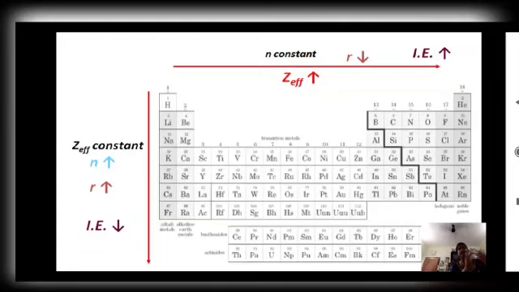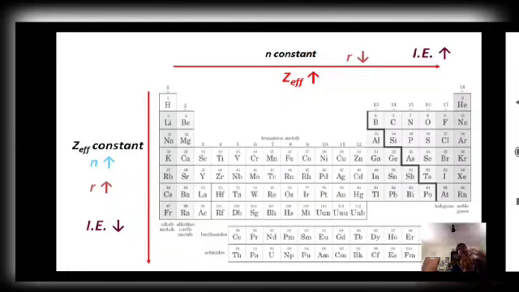Why so? It can be easily explained, because as we move from left to right, the nuclear charge increases, the atom becomes smaller, and the distance between the nucleus and the outermost electron decreases, and the effective nuclear charge increases. And as the effective nuclear charge increases, more energy is needed to release the electron at the outermost orbit.